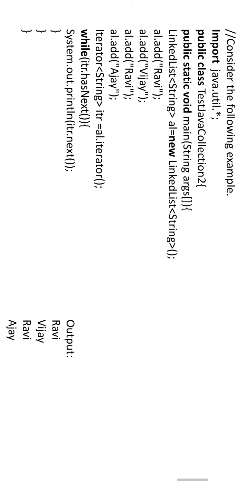In that we are invoking the method next, itr.next. It invokes the next method, and whatever the element is there, it prints, because it is specified in the println method. So now the output is Ravi, Vijay, Ravi, Ajay. This is the output of the linked list.